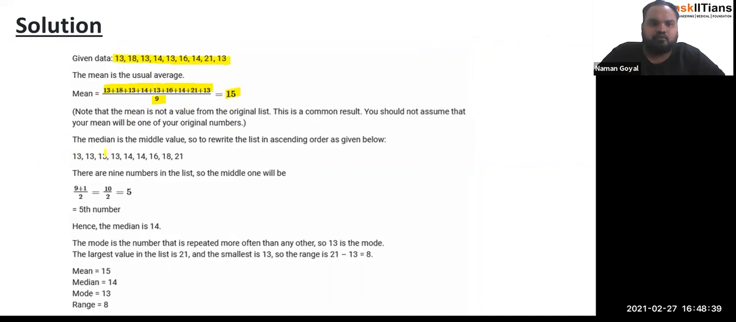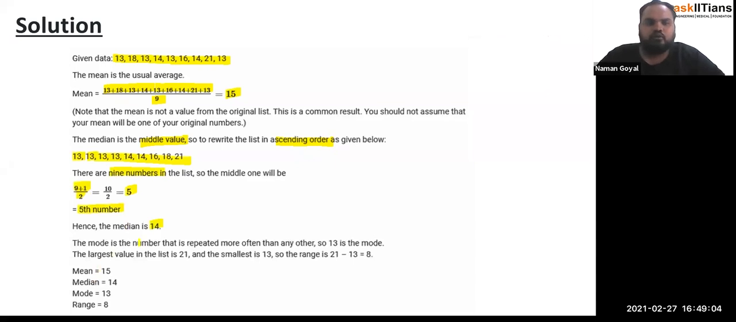Okay, now the median is the middle value. So we have to write down in ascending order, or if you want, you can write that in descending order. So if you see, we can write down all of them in ascending order. Now number of terms is what? 9 numbers in the list. So middle one is what? 9 plus 1 divided by 2th, which is fifth term. So fifth number is the median, so 14 is the median, right?